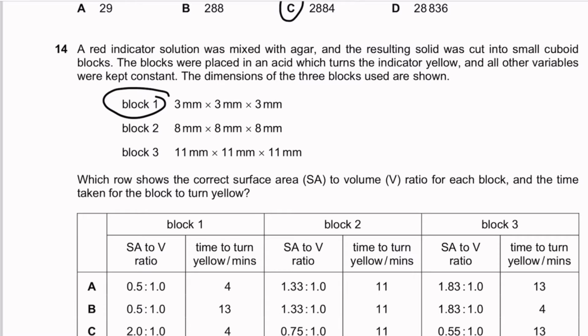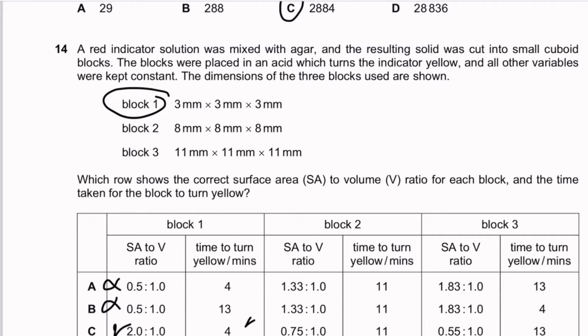So which row shows the correct surface area to volume ratio and the time taken for the block to turn yellow? Remember, with the greater surface area to volume ratio, the greater the rate of diffusion, and therefore the smaller the time it takes for things to diffuse. So we should expect the shortest time for block 1, the longest time for block 3, and the middle for block 2. The surface area to volume ratio should be greatest for block 1, so we expect this to be high, and then the time should be short.